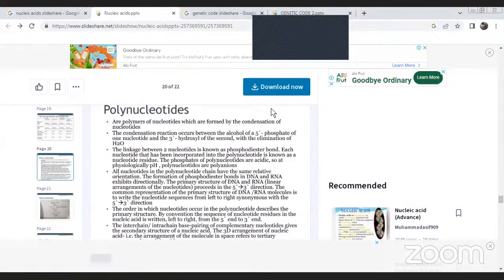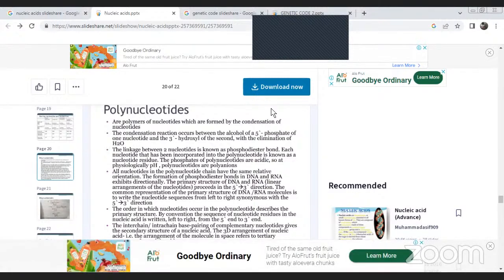The phosphates of the polynucleotides are acidic, so at physiological pH polynucleotides are polyanions. All nucleotides in the polynucleotide chain have the same relative orientation. The formation of the phosphodiester bonds in DNA and RNA exhibits directionality.